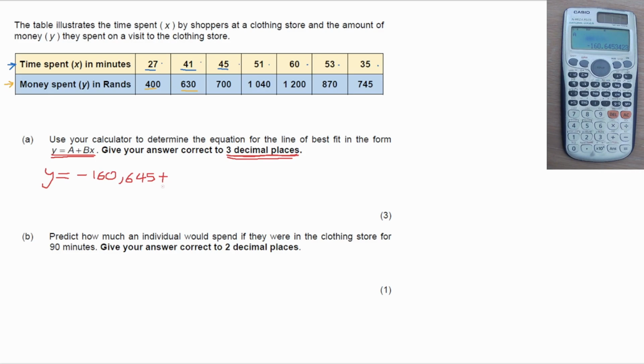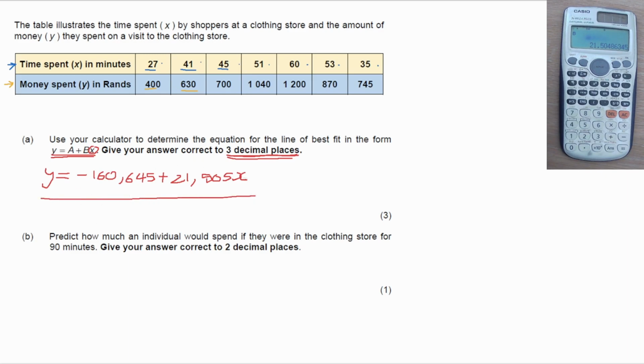Then our plus. Just like we've done for A, we're going to do the exact same thing for B. We press AC, shift 1 for our stat, go to 5 for regression, and now we just find B. I press 2, there's my B, I press equals, and I find that it's 21.505. Then I just finish off with this X over there. So this is the answer. Double check, three decimal places, we've rounded to three decimal places, so we're all good.